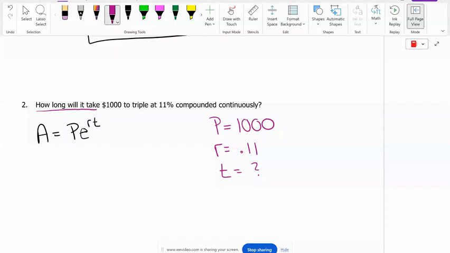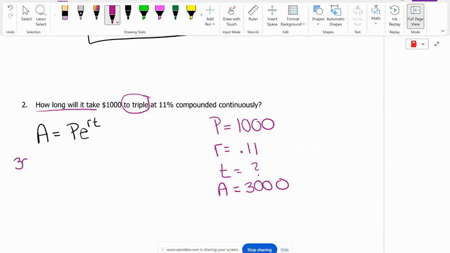So then we need to know what A is. You can only have one unknown. Is e an unknown? No. So we can only have one unknown. So I know P, I know r, I know I'm solving for t, so I need to figure out what A is. So it says, how long will it take for $1,000 to triple? So if we're going to triple it, what does that become? $3,000. So now that we know all of our variables, we can plug right into our formula.